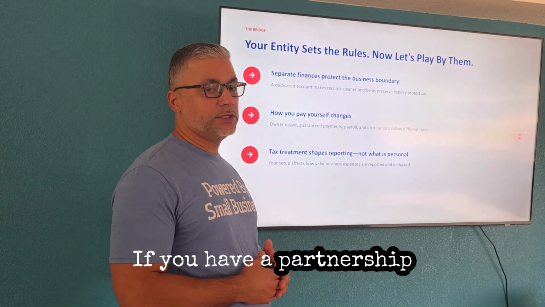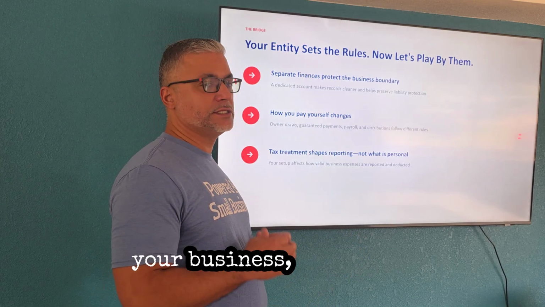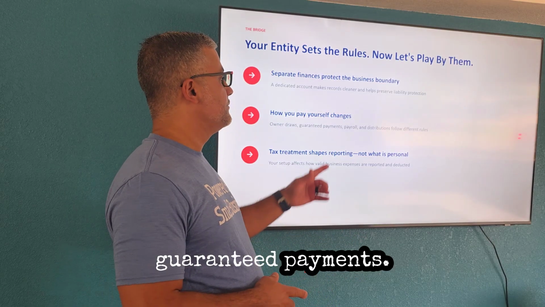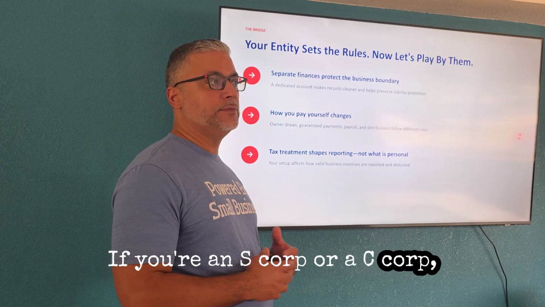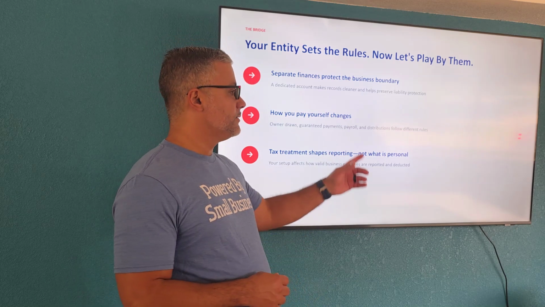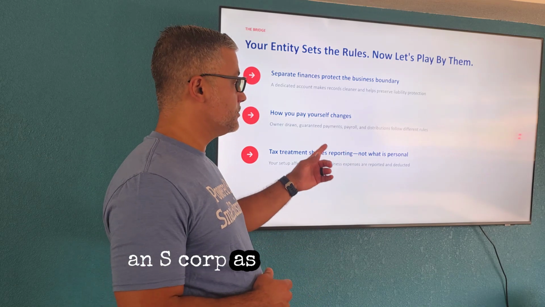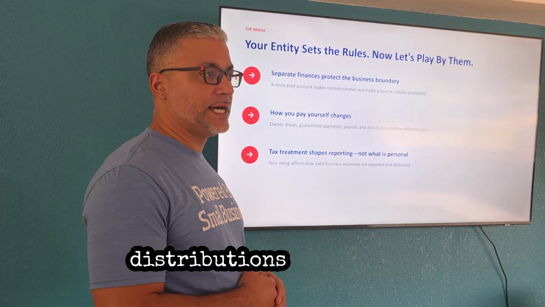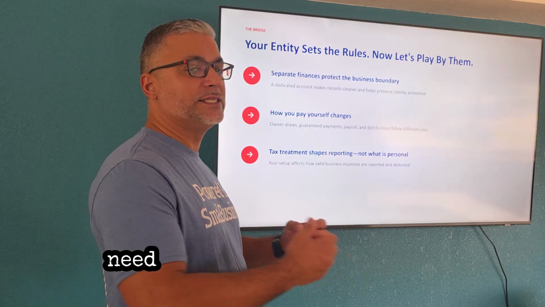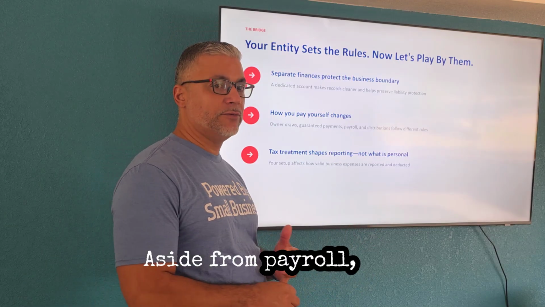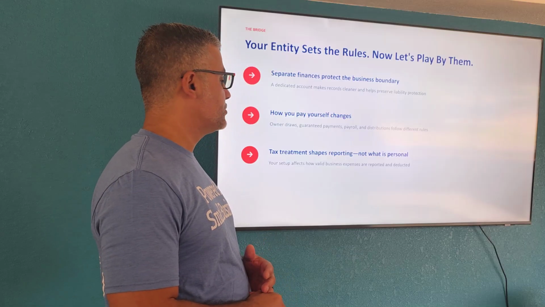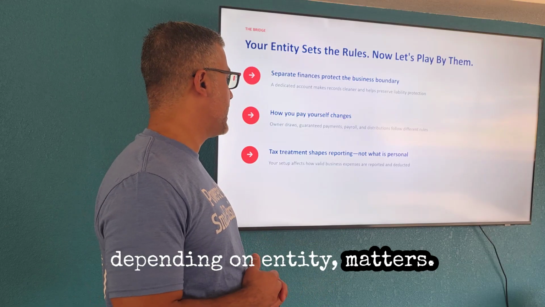If you have a partnership and you pay yourself out of your business, it's called guaranteed payments. If you're an S Corp or a C Corp, put yourself on payroll. And if you're a C Corp or an S Corp as well, you take distributions out of your business when you need additional money, right? Aside from payroll, you can take distributions. So that's how paying yourself, depending on entity, matters.